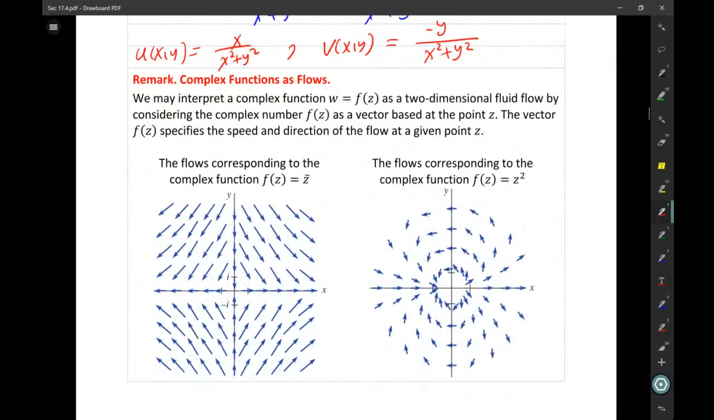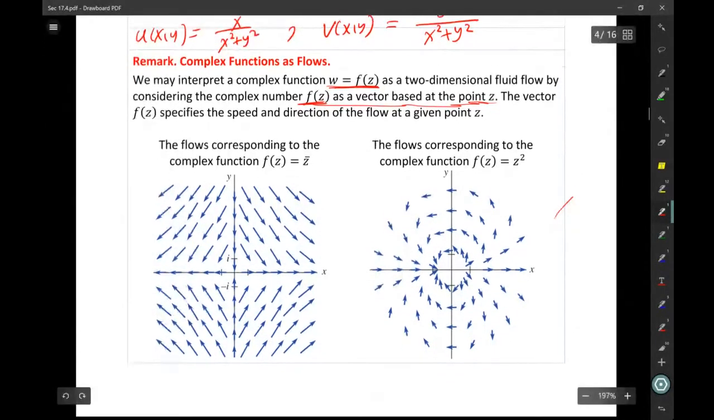طيب this is just a remark that we can interpret the complex function w equals f of z as two-dimensional fluid flow by considering the complex number f of z as a vector based on the point z. I mean, if we consider f of z, which is w, as a vector, the vector f of z specifies the speed and direction of the flow at a given point z. This is just an example of how we can interpret f of z.